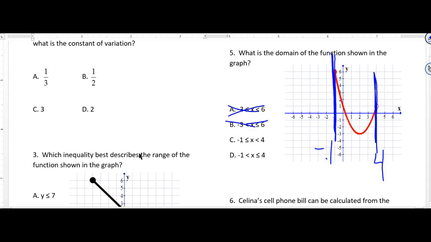Can't be A, can't be B. The only difference between C and D is the equal to. This is less than or equal to 4. This is just less than 4. I need to look at my boundary at 4 to see which one it is.